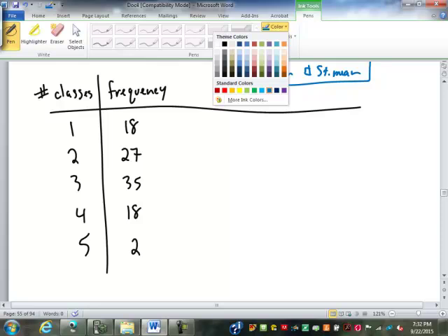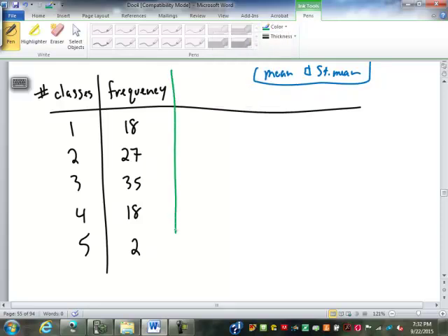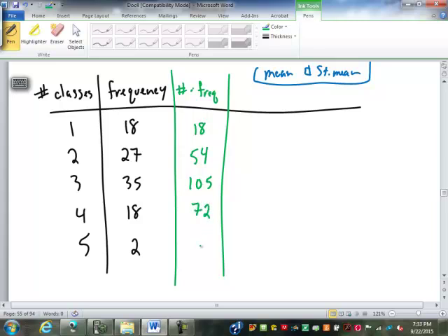Let's check the mean to make sure you're good that far. If we're not, then it doesn't make sense to go on to the standard deviation. To find the mean, we need to add a column here, which is the number times the frequency. So 1 times 18 is 18. 2 times 27, 54. 3 times 35, 105. 4 times 18, 72. And 5 times 2 is 10.